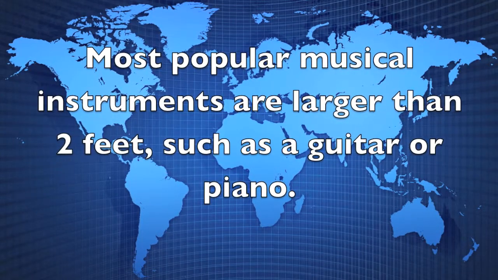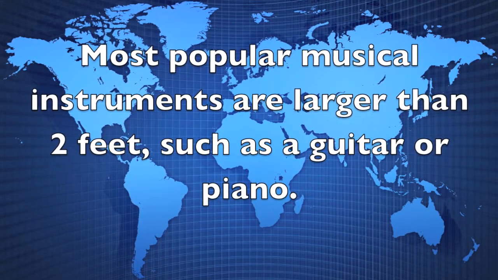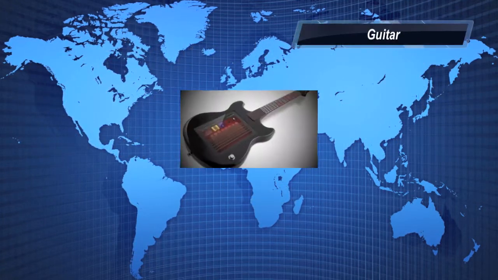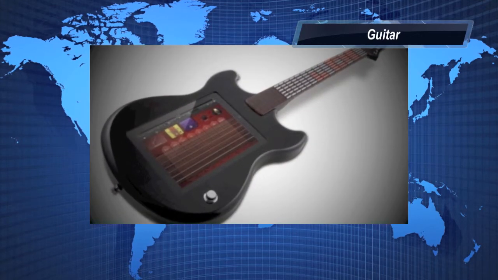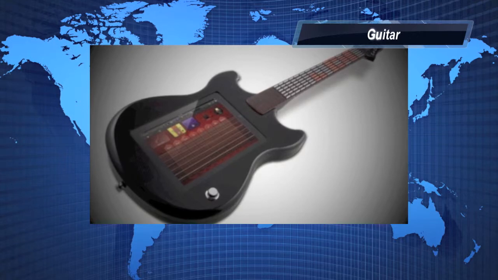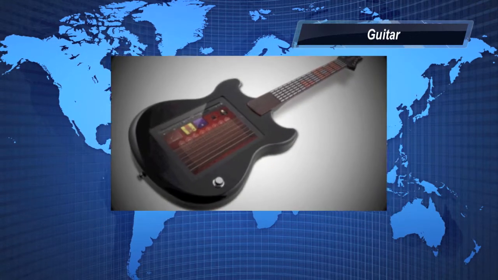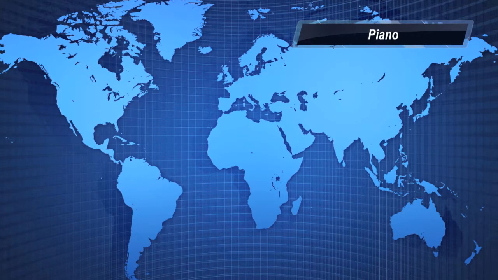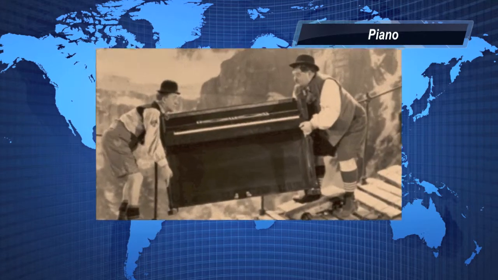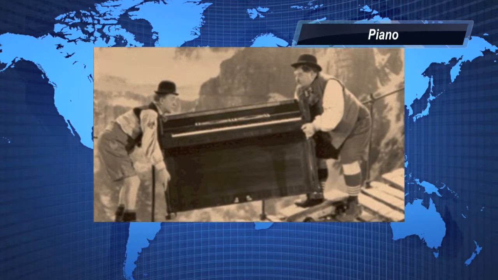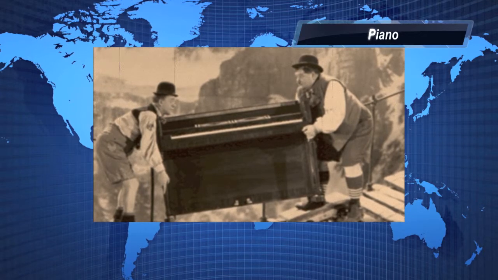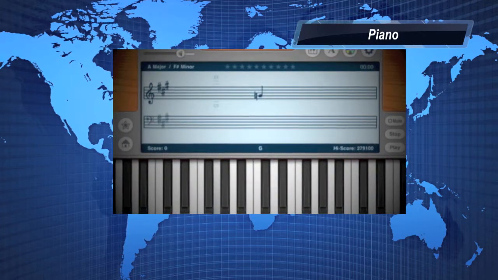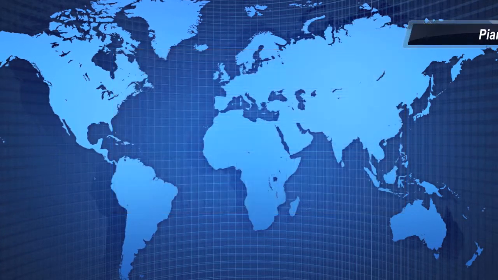Most popular instruments are larger than 2 feet, such as a guitar, which can be very difficult to carry around on a daily basis. A mobile app can teach how to play guitar by providing a visual representation of the strings and the ability to place one's fingers on the guitar fretboard. A student can practice the guitar anywhere. In the case of a piano student, moving their instrument from one place to another is a chore, to say the least, with most pianos weighing anywhere between 50 to over 500 pounds. There are several applications that provide a partial keyboard to practice.